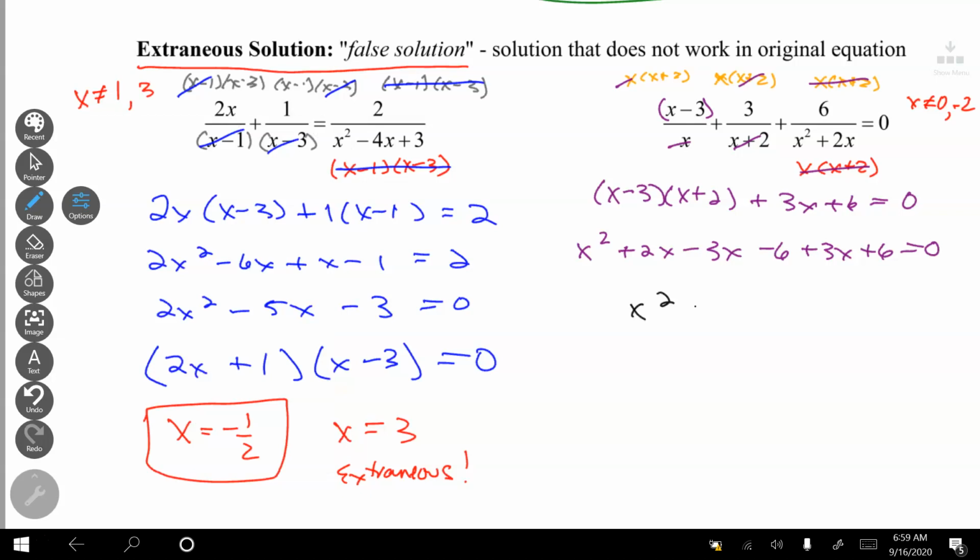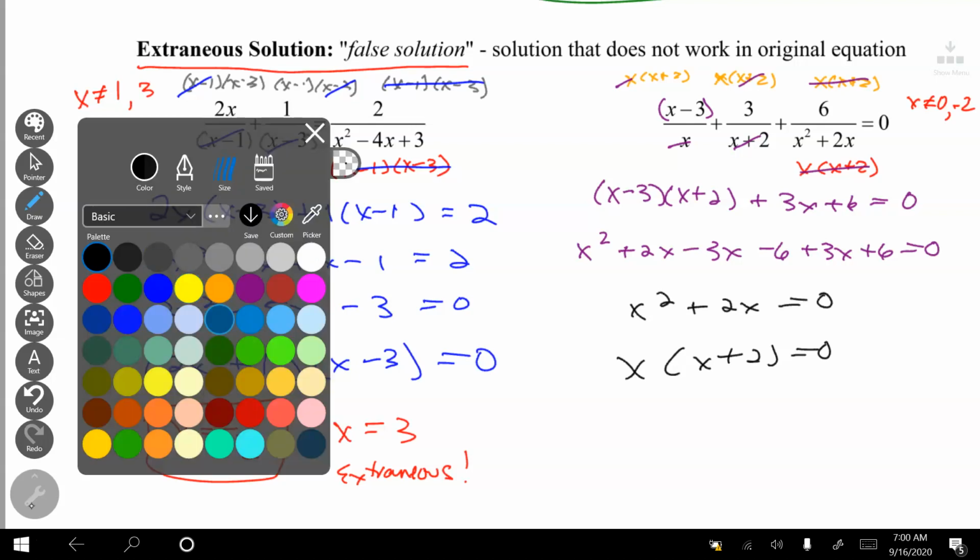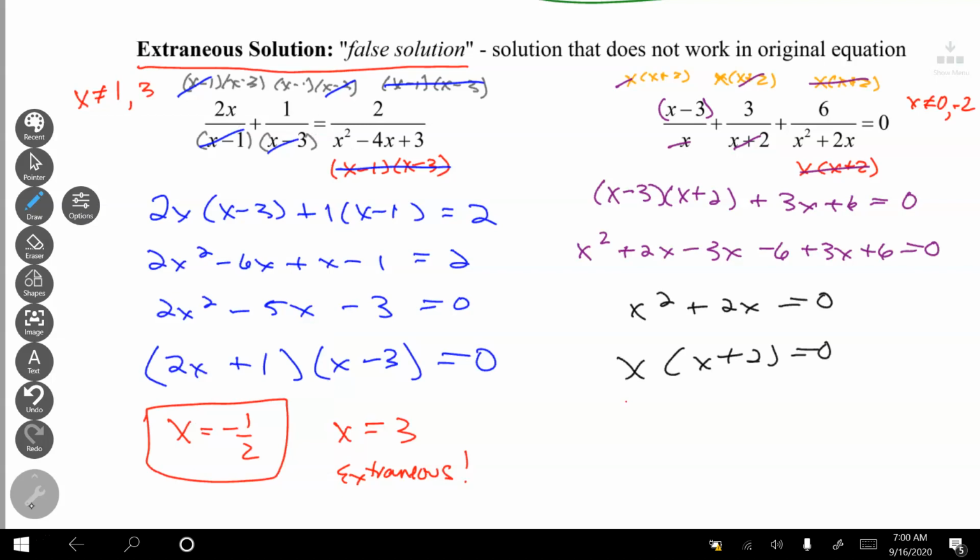I get x squared plus 2x is equal to 0. I see something in common, so I factor out an x. And I get two solutions. X equals 0 and x equals negative 2. And I realize they're both extraneous. So there's really no solution to this problem. Okay, that could happen.